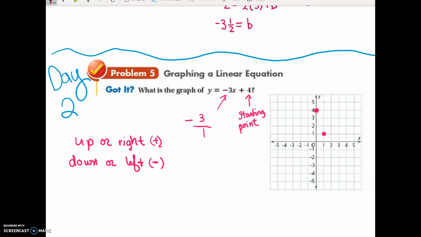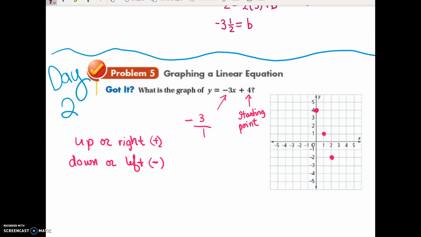So I could continue to do that. I really like you guys to have 3 points to graph. So if we just do it one more time, 1, 2, 3, and right 1. That gives us a strong relationship there.